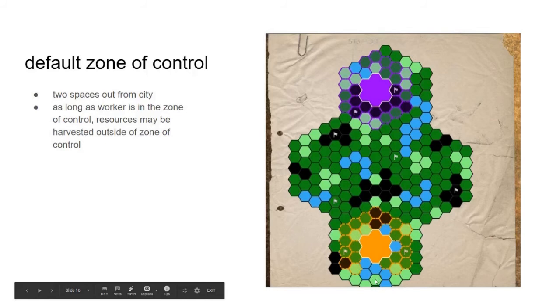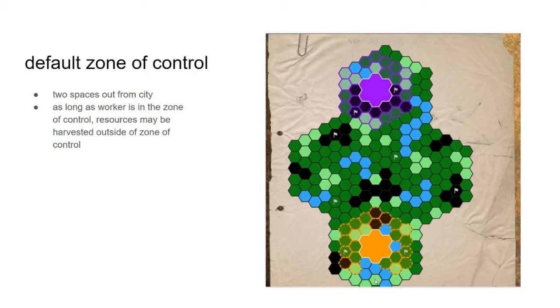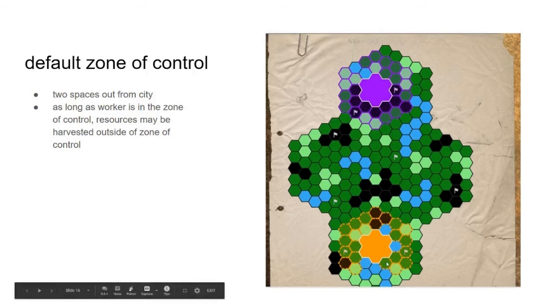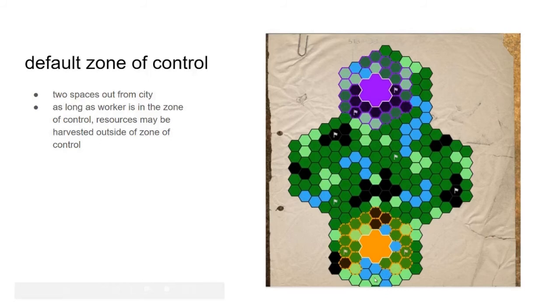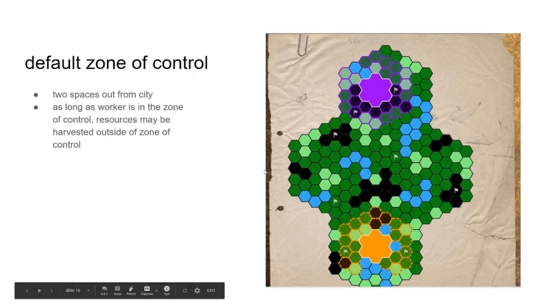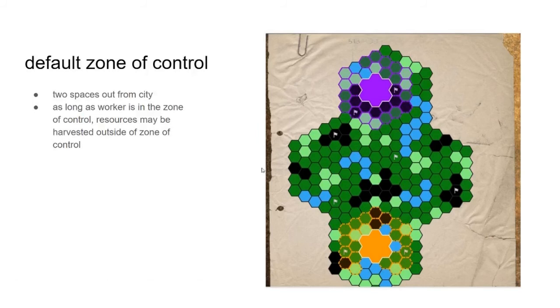But this hex, I can't get to because there's water here, there's water here. This guy's okay, but there's water here. I can't get to this hex. So it's not within my zone of control. So that's important to remember. Okay, so that's a default zone of control. How do we increase our zone of control? Well, there are 3 ways.